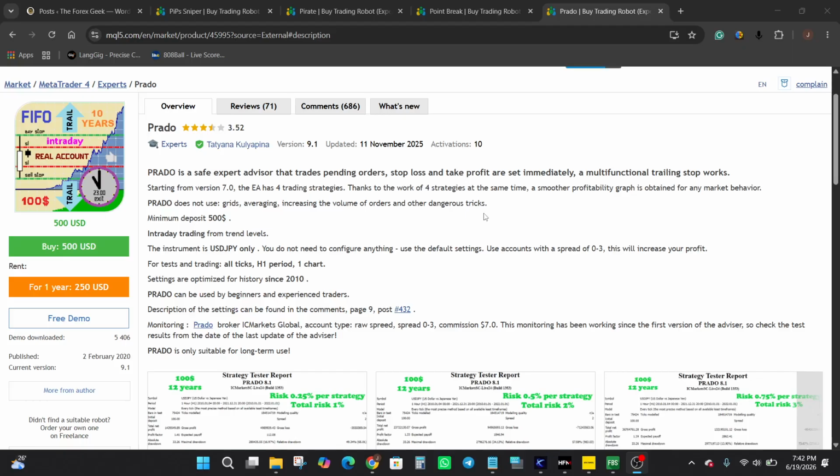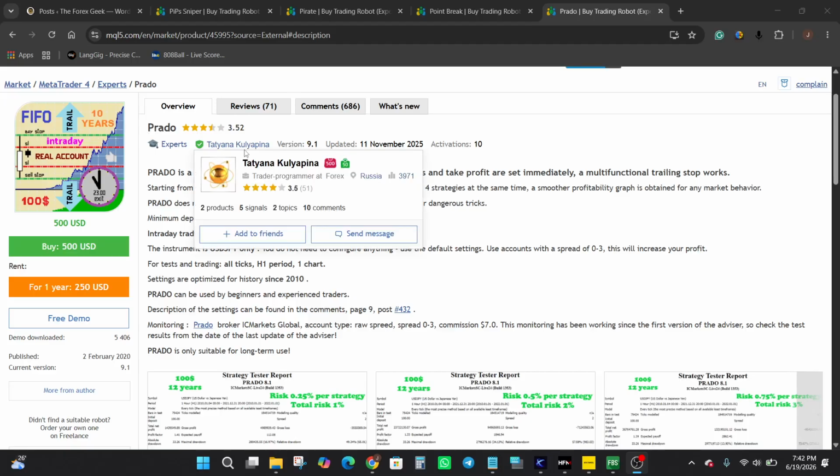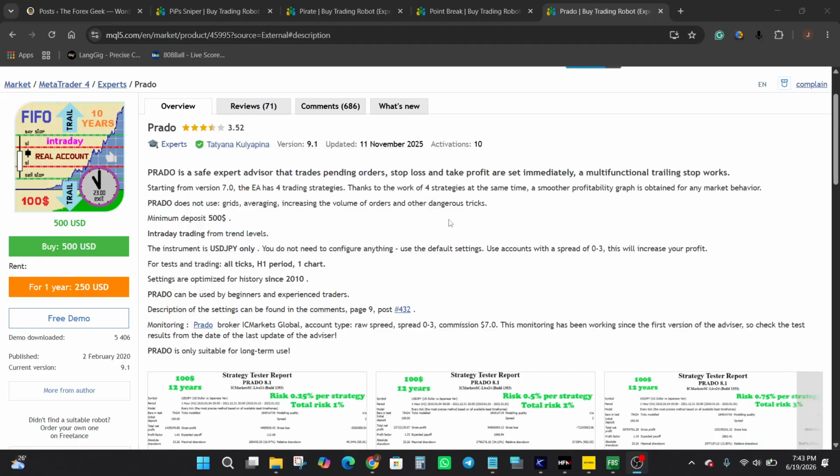Now, looking at the marketplace page, Prado is an expert advisor developed by Tatiana Kuliapina. At the time of this review, it is priced at 500 US dollars with a 1-year rental option available for 250 US dollars. The current version listed is 9.1, updated on November 11th, 2025.